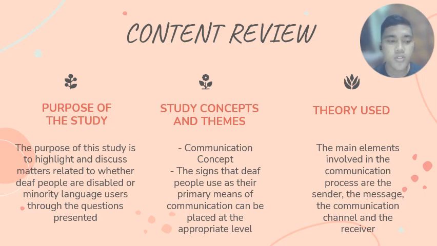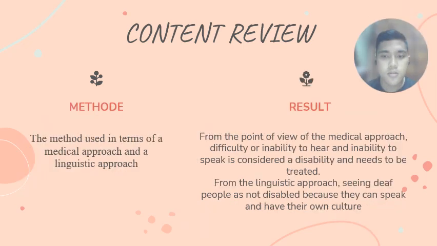Number 3. Theory used. The main elements involved in the communication process are the sender, the message, the communication channel and the receiver. Number 1. The presenter can come from anyone based on the context of the communication. Number 2. The message depends on what the presenter wants to convey. Number 3. In addition, the communicator has a variety of options to deliver a message through what channel and to whom to deliver it.